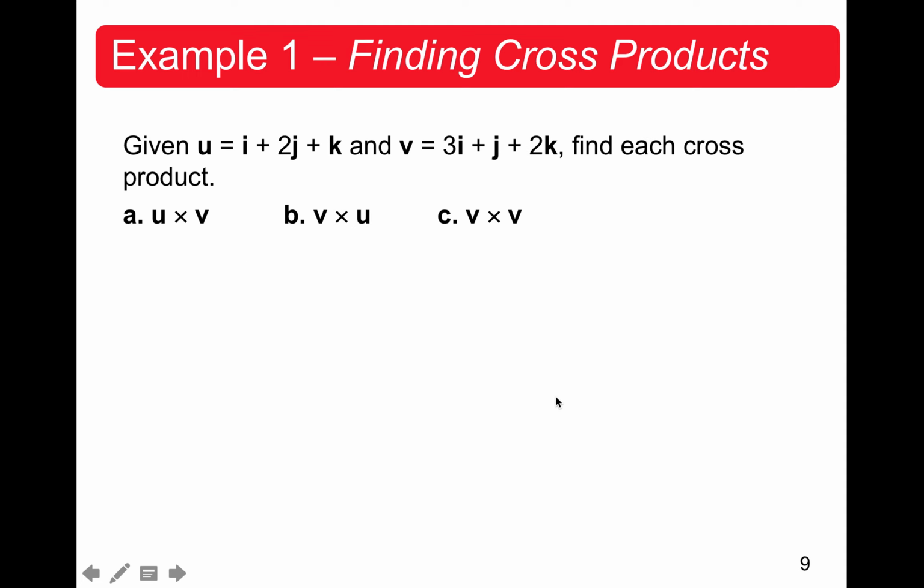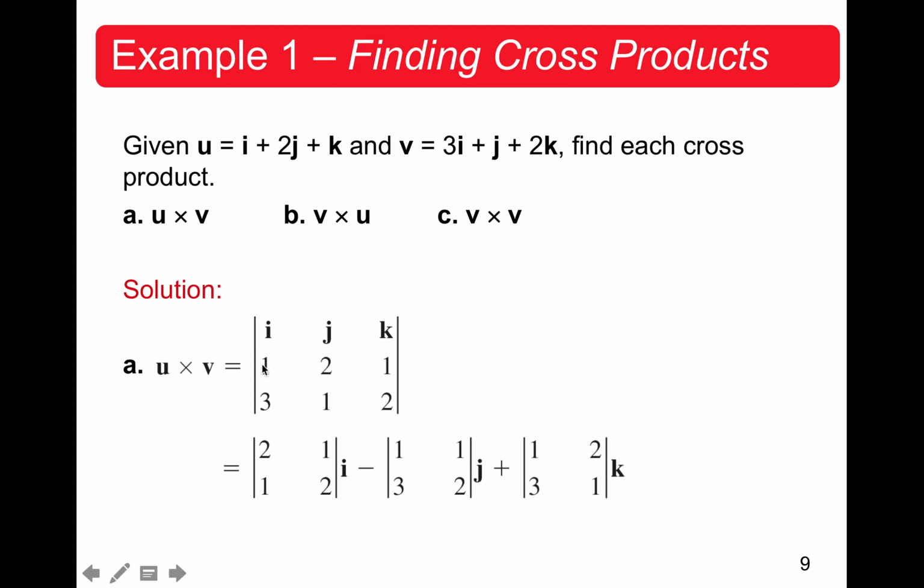Okay, so example 1: given that u is i plus 2j plus k, and v is 3i plus j plus 2k, we're going to find each cross product. For A, we have i, j, k up here. These are our coefficients of i, j, and k. For u, it's 1, 2, 1, and for v, it's 3, 1, 2. So that's where that matrix is coming from. If we block out the i row and column, we're left with that smaller matrix, the 2, 1, 1, 2. That's where that's coming from right here.